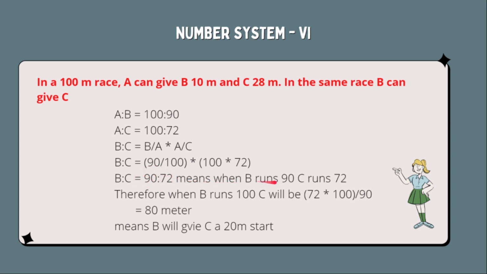This means when B runs 90 meters, C runs 72 meters. And we have to find that for 100 meters. Therefore, when B runs 100, C will run 72 into 100 divided by 90. And that will be equal to 80 meters. So means when B runs 100 meters, C runs 80 meters. Which means B will give C a 20 meter start.